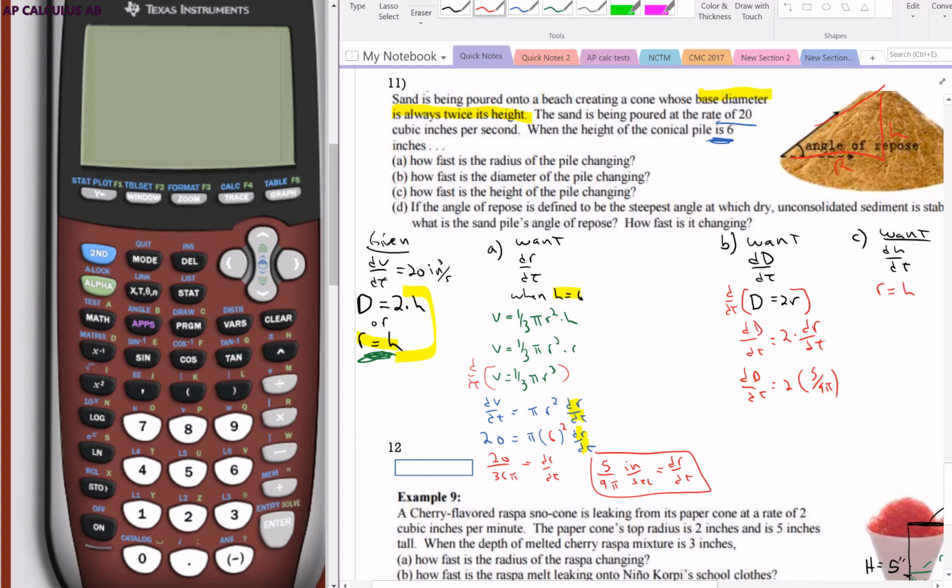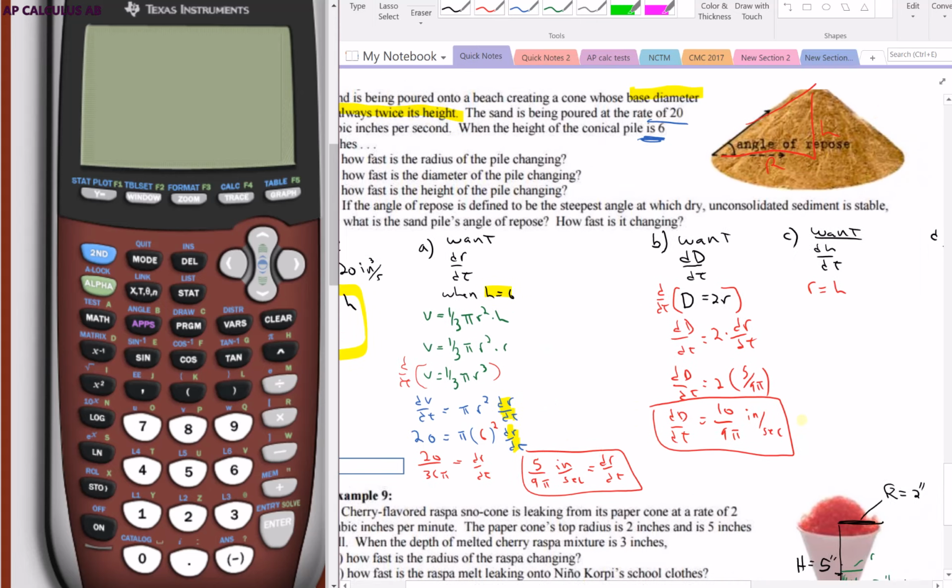And that gives us 10 over 9 pi, right? So the diameter is simply changing twice as fast as the radius, because it's always twice as big as the radius, so it must just maintain that relationship, right?